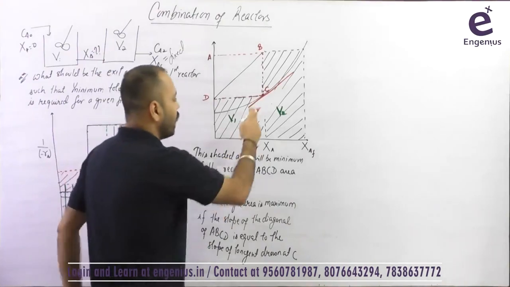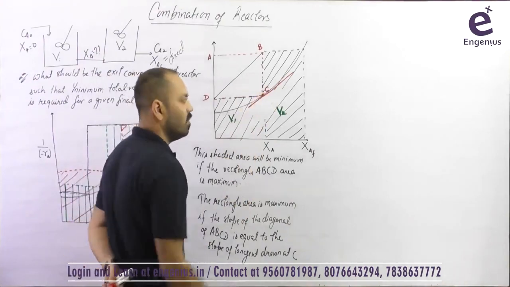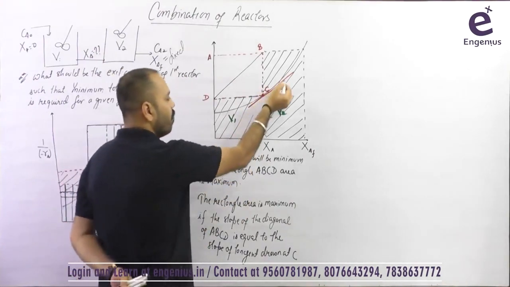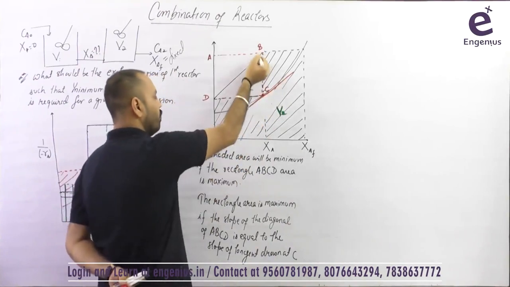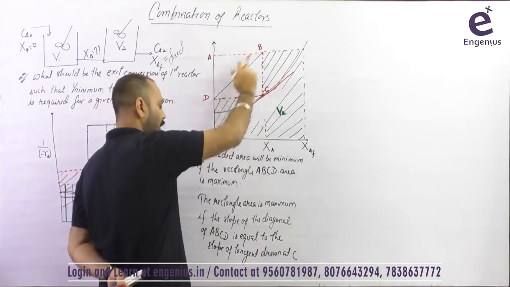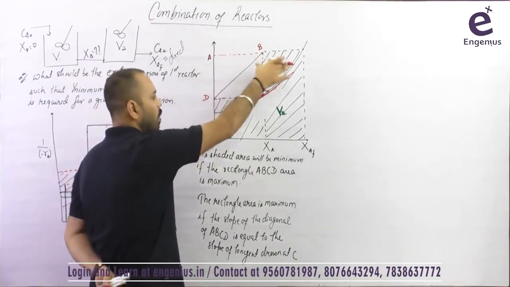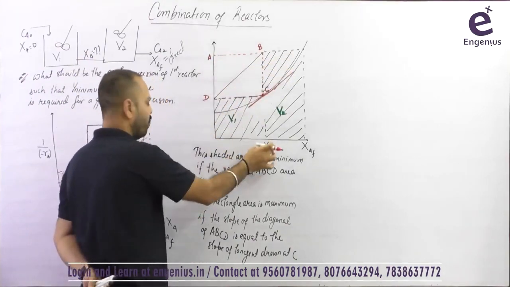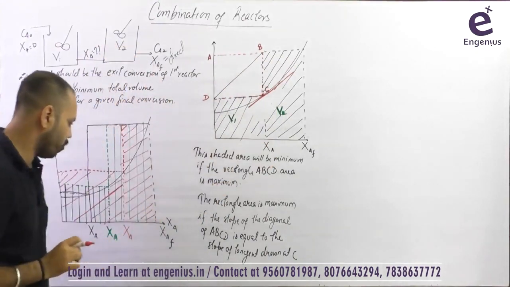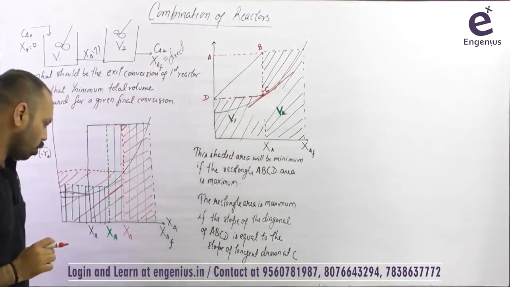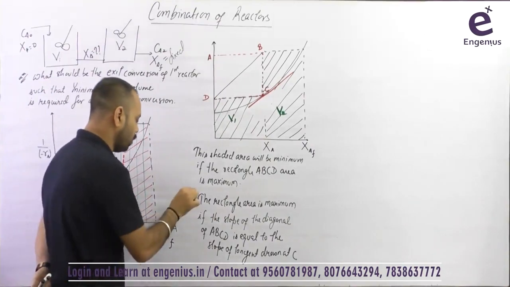So when you are making a tangent here, the slope of this tangent and the slope of this diagonal of this rectangle should be the same. If this is happening, then this area is maximum, and then you have found the value of the exit conversion of reactant A, if the slope is equal to the slope drawn at C.